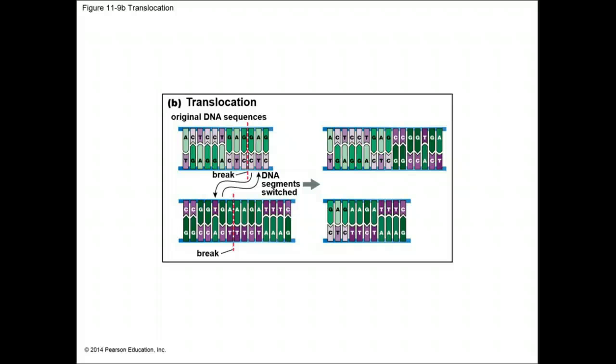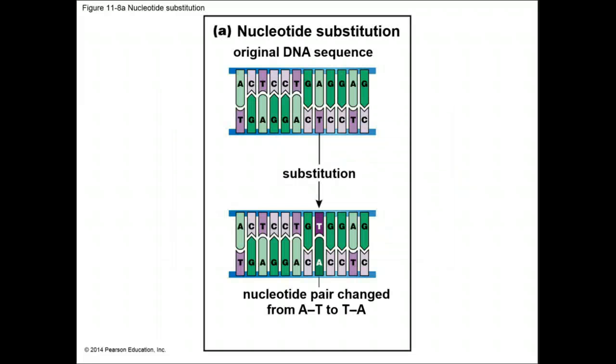A translocation occurs when a chunk of DNA is removed from one chromosome and attached to another, as illustrated by this figure. Nucleotide substitutions, often called point mutations, involve changes to individual nucleotides in the DNA sequence. One type of point mutation occurs when a repair enzyme finds a mismatch but mistakenly cuts out the correct base and puts in the complement of the erroneous base.